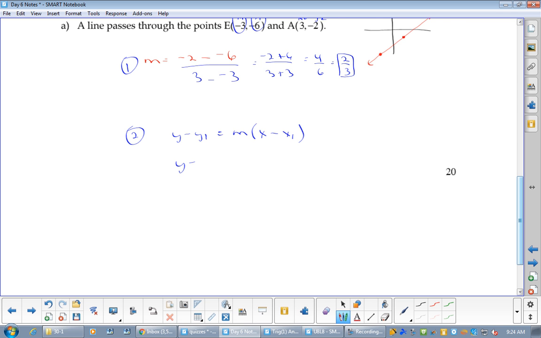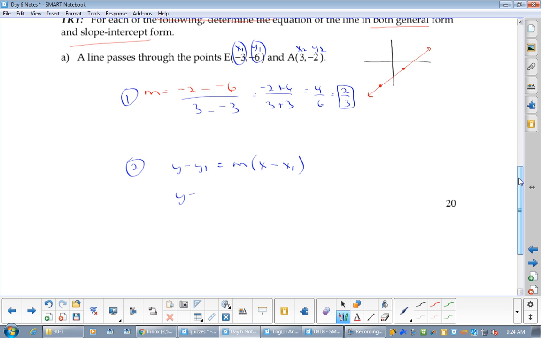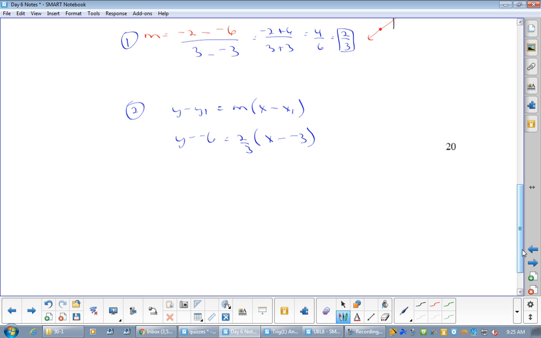Okay, what's y1? -6 equals m is 2/3, x minus x1, -3. Okay, so I'm going to take just time to write that step out instead of doing the combining of signs. So that's y plus 6 equals 2/3 x plus 3.